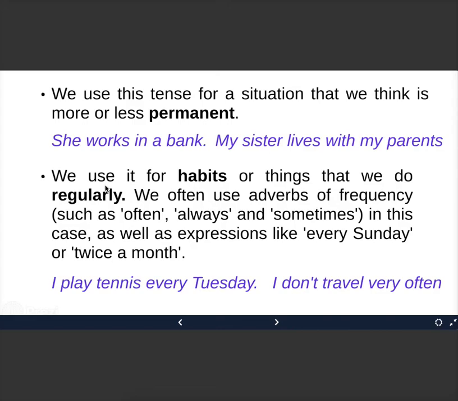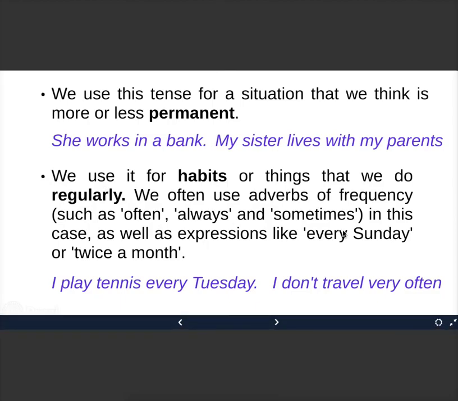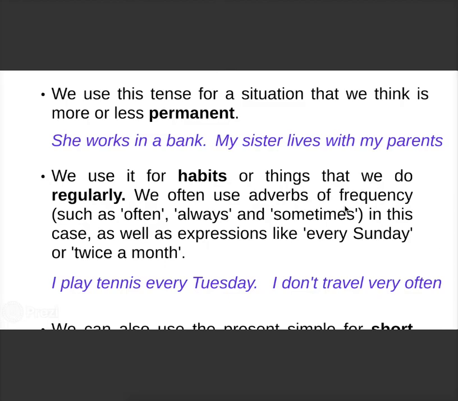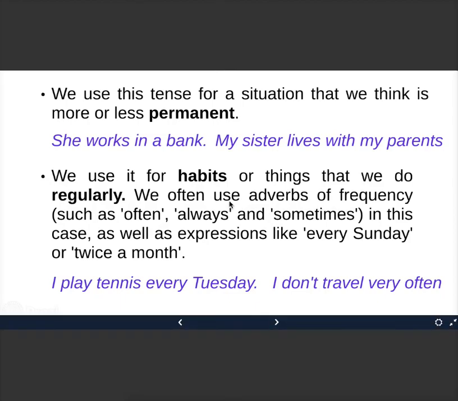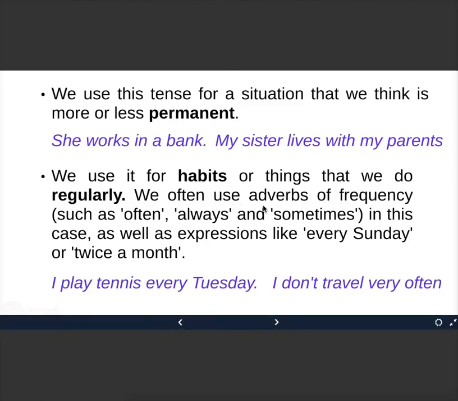So, as Gabby was saying, we often use adverbs of frequency. Don't forget that adverbs of frequency are words that are going to help you to say how often you do something, como qué tan frecuentemente haces algo. ¿Listo? But we use present simple to talk about habits or something that is usual or regular in your life. You can use expressions like often, always, sometimes, or for example, every Sunday, twice a month. We are going to remember the meanings of this.